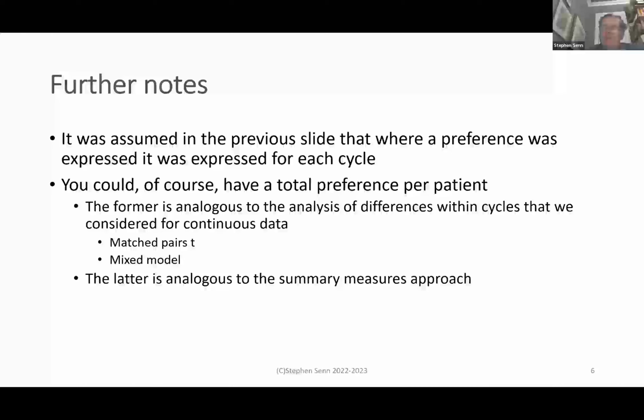It was assumed in the previous slide that where a preference was expressed, it was expressed for each cycle, but of course you could do the same per patient. So the former is analogous to the analysis of differences within cycles that we considered for continuous data, matched pairs t, a mixed model, and the latter is analogous to the summary measures approach.